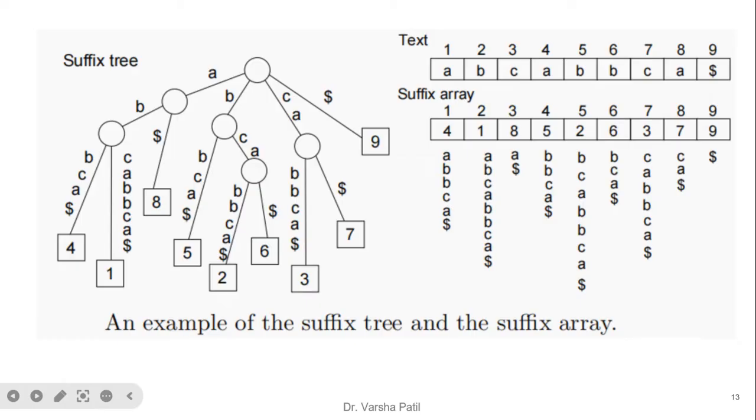So the first suffix is A B B C A, so it comes at the 4th location. So we are writing. And when we see the suffix tree and suffix array, all is arranged in ascending order. So you just observe the text, suffix tree and suffix array, and it is very easy to draw the suffix tree, and after that the suffix tree is easily converted into a suffix array.